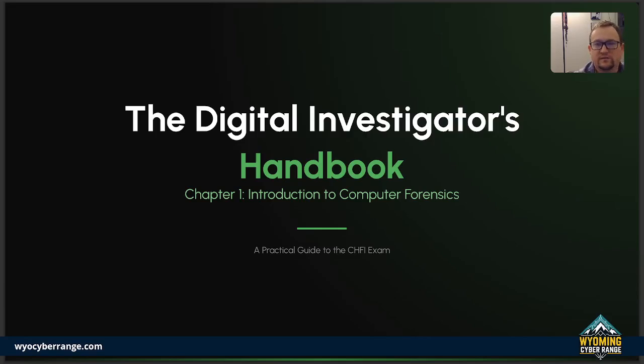All right, guys. So, welcome to Chapter 1, the Introduction for Computer Forensics. Remember, this is a guide that we're going to be following through the Digital Investigator's Handbook. So, if you don't have this book yet, this is the book that we are going to be following as we go through this course.